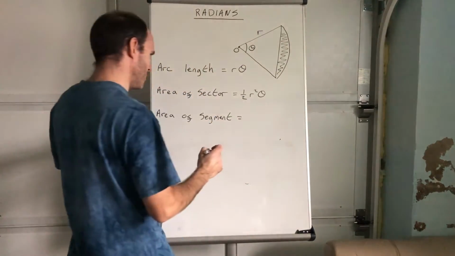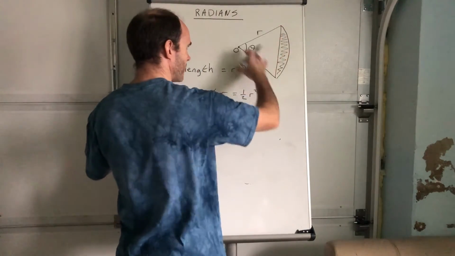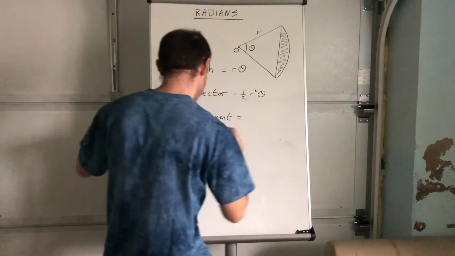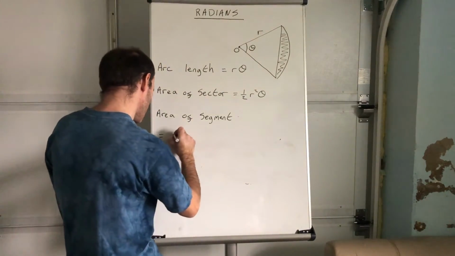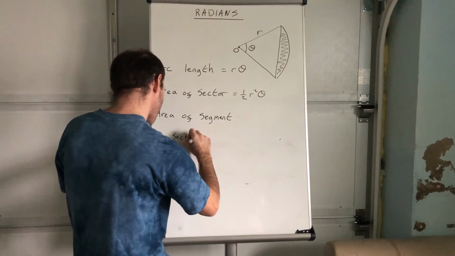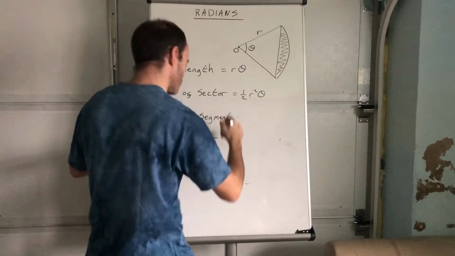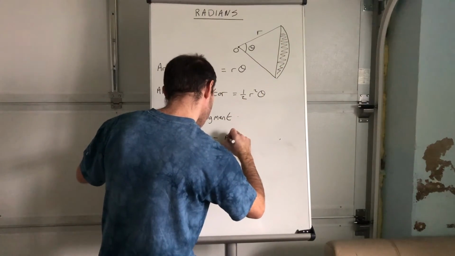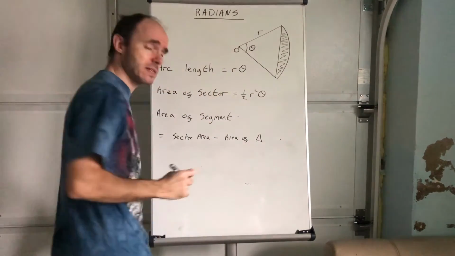It's quite simple. I'm not sure if I'm going to fit it on, actually. You work out the area of the sector. I'm going to have to put it underneath, the disadvantage of having a small board. So it's sector area, and then we're going to subtract from that the area of this triangle. So sector area, subtract area of triangle. And that is it. That's all we're doing.